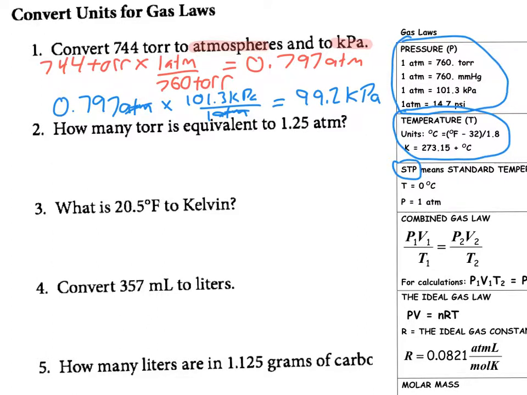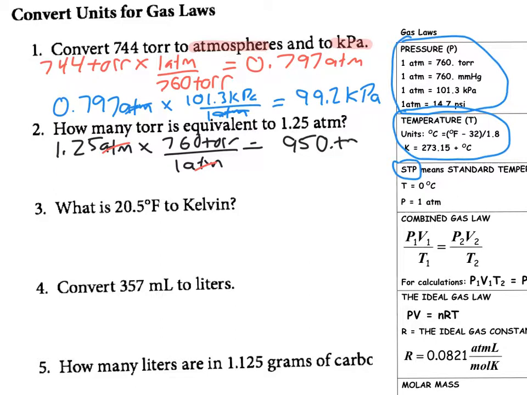Okay, the next one is going from atmospheres to torr. I'm going to take the given 1.25 atmospheres, and to convert that to torr, I would go 760 torr over 1 atmosphere, and that lets my atmosphere unit cancel. I would just simply take my 1.25 times 760, and that gives me 950, but I'm going to put a decimal after the 0 to keep 3 significant figures, and that would be torr.